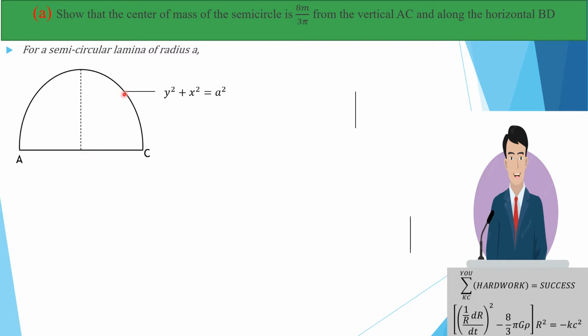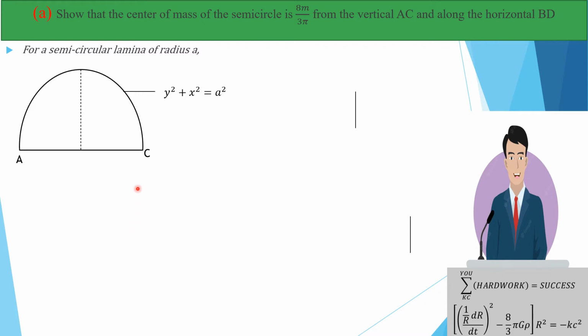Now the very first thing we want to do is give this semicircular lamina an equation. So you need to find the equation of the semicircular lamina. There's no way you're proving this if you cannot find the equation of the semicircular lamina. So it's the same equation that defines the circle that goes through all of these points.